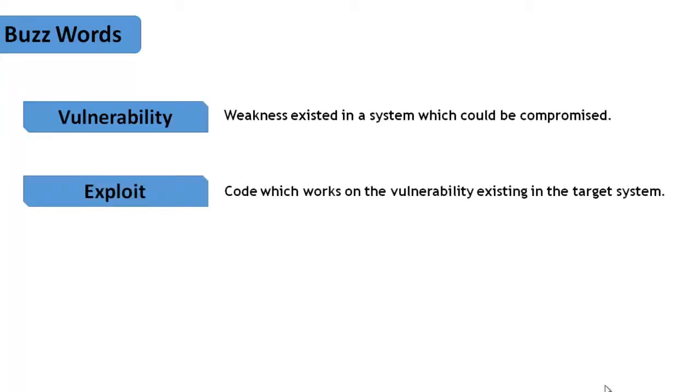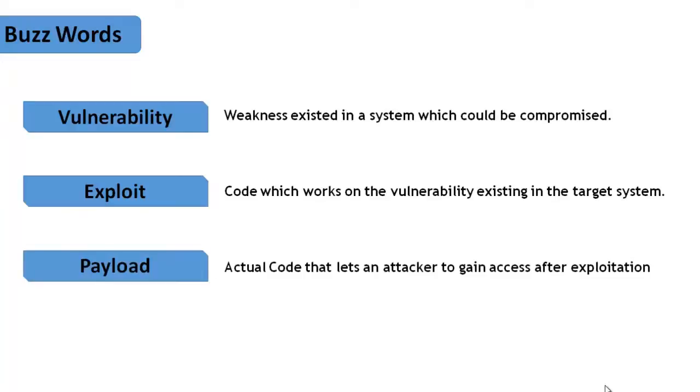And the next one is exploit. Exploit is a piece of code which works on the vulnerability existing in the target system. And the next one is payload. Once after exploiting the existing vulnerabilities in the target system, this particular payload allows an attacker to gain access to the remote system. And this is the actual code that lets an attacker gain access.